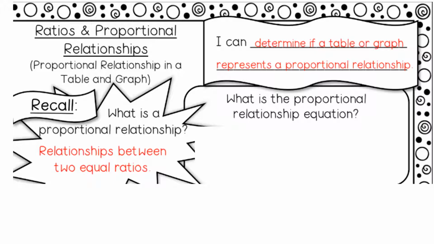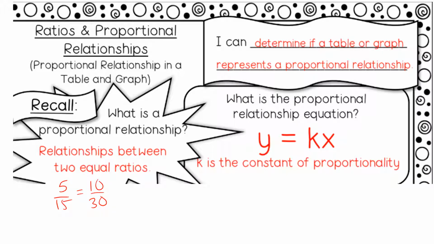For instance, 5/15 equals 10 over 30. That is a proportional relationship. And the equation, if you recall, is y equals kx, where k is the constant of proportionality. And even to go further, to review that part, if you want to find k, you would take a y value divided by its corresponding x value. All right.